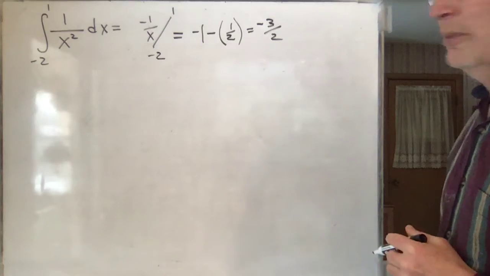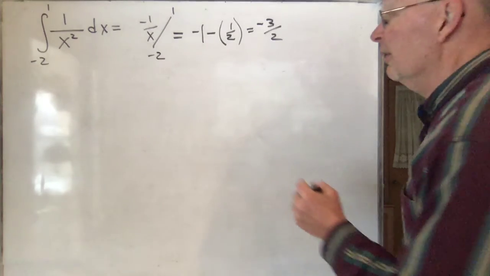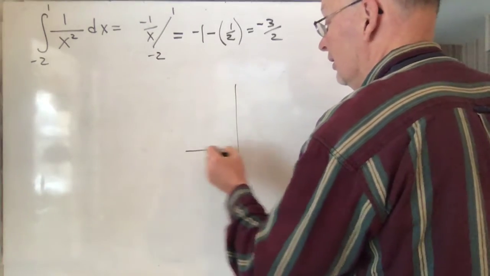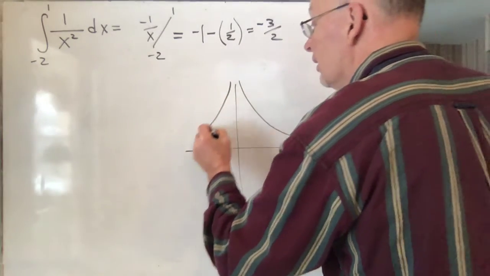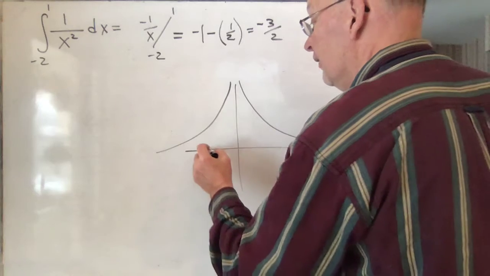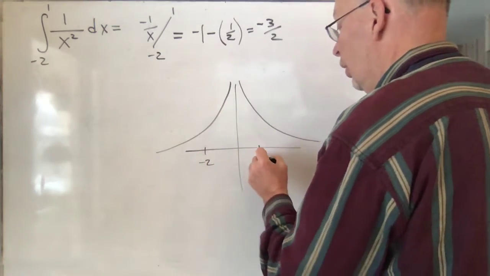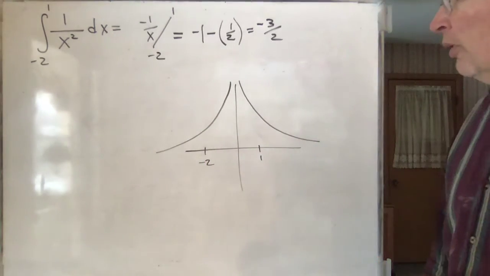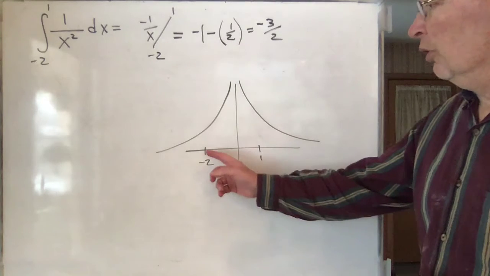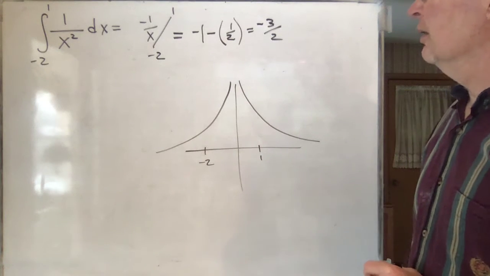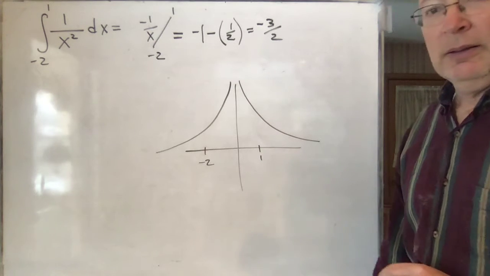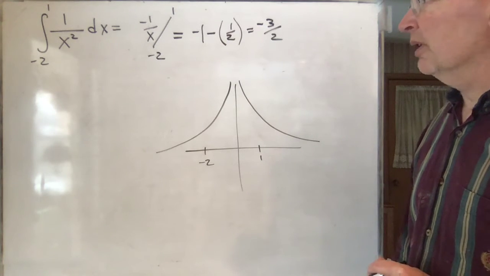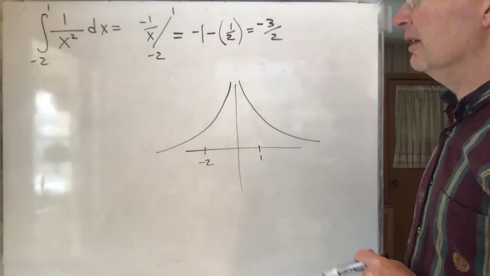Does that answer bother you at all? Think about what this function looks like. 1 over x squared from -2 to 1. The function is always positive. We're going from left to right. Why do we end up with a negative answer? The answer is we did it incorrectly.